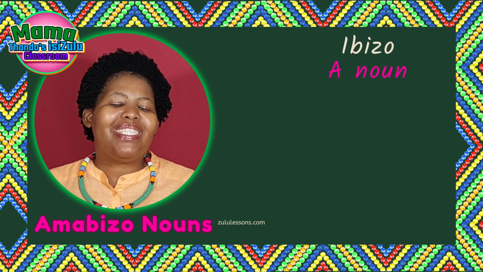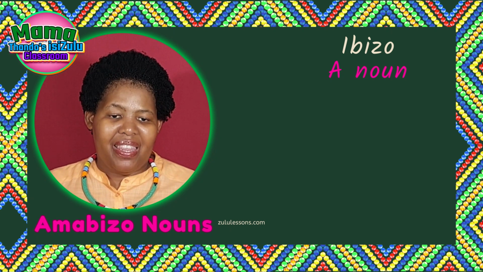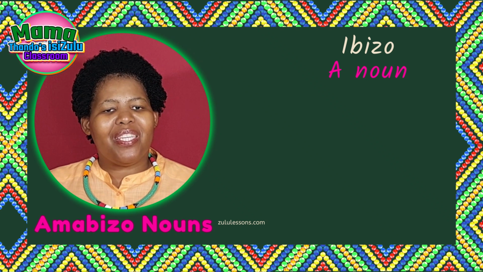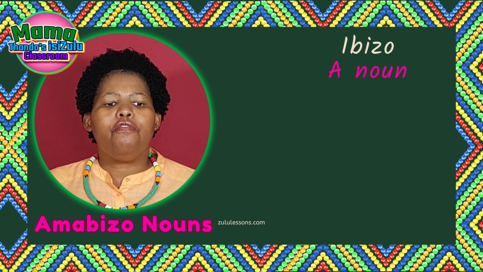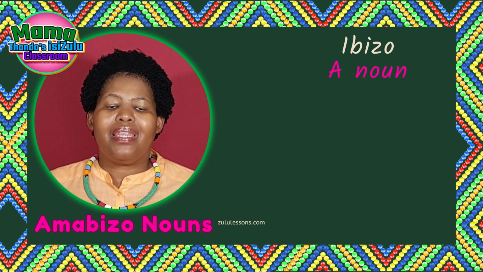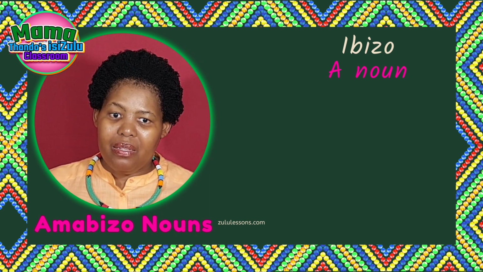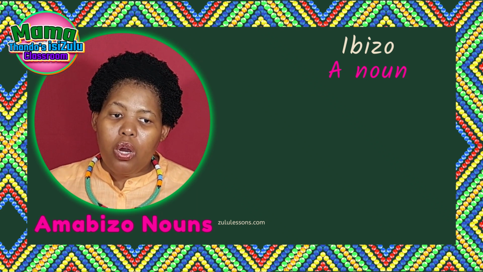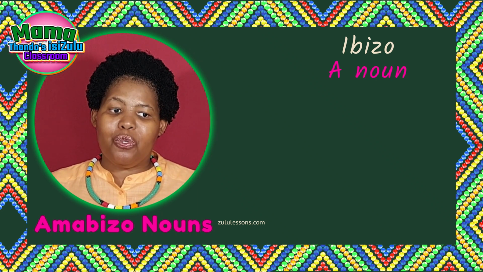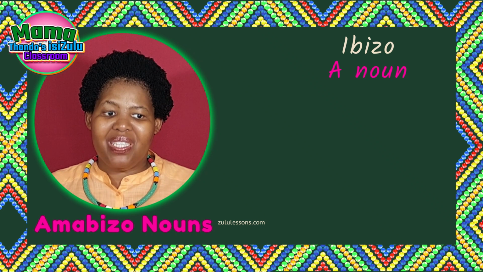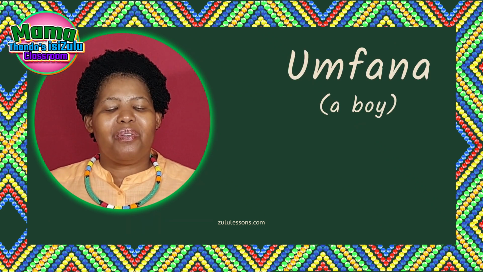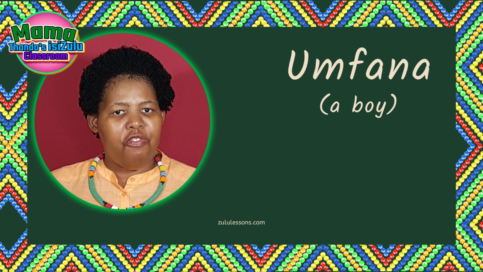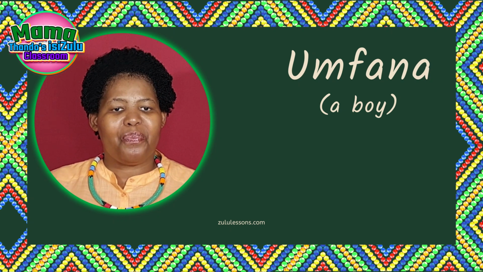Now that we have seen all of that together, I would like you to try doing this on your own. I will give you a singular noun, then you make it plural. Take your time, pause the video, work on it, then come back into the lesson and check how you did. The first one is umfana. Umfana, a boy.